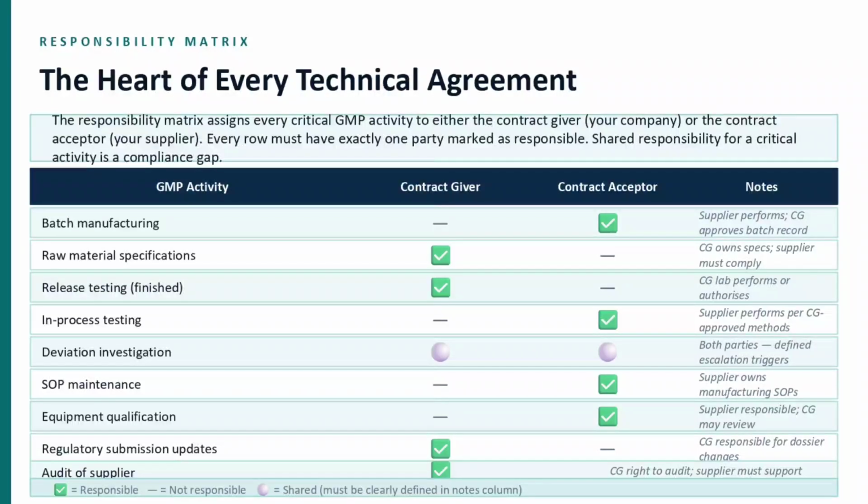The bottom of the slide shows the legend. Green ticks for responsible, dashes for not responsible, and white circles for shared activities that must be further defined in the notes column. Never leave a critical activity in the shared category without a clear escalation and decision path.